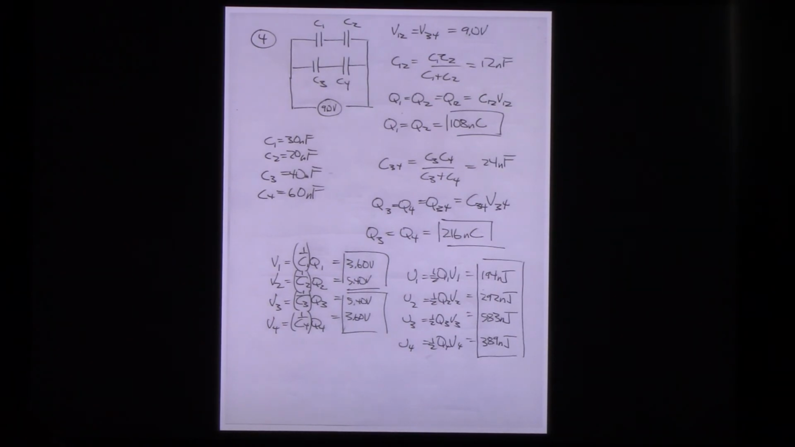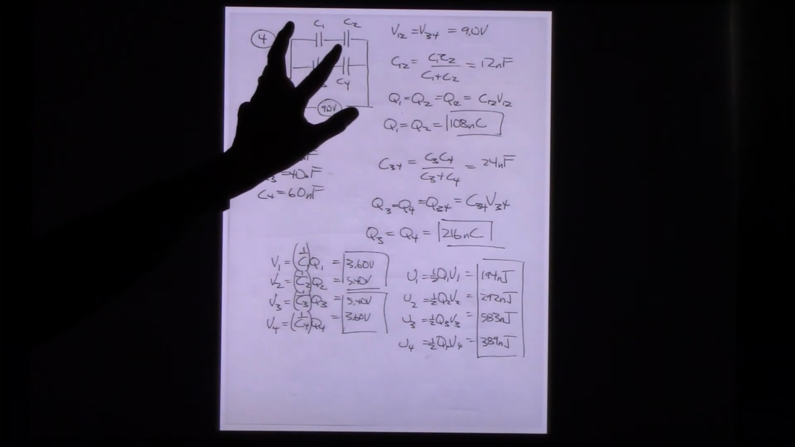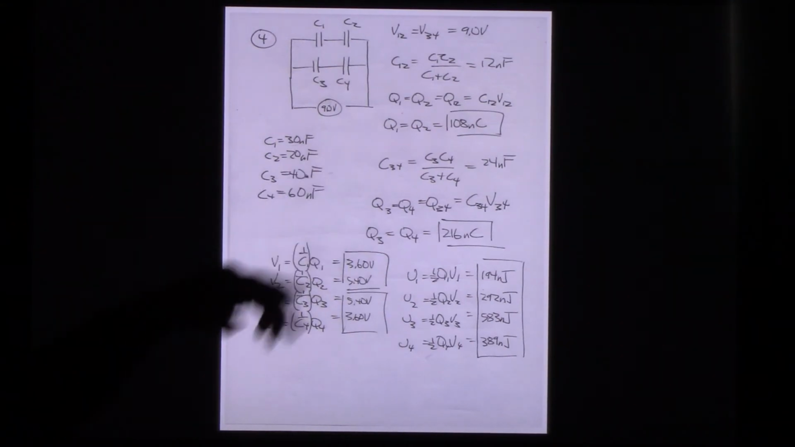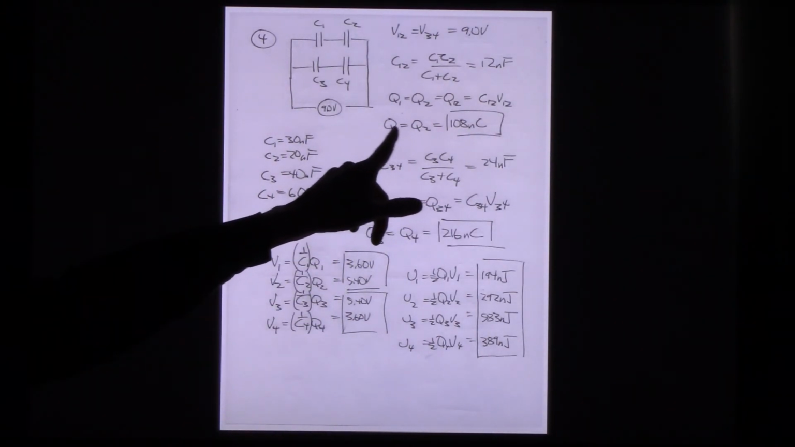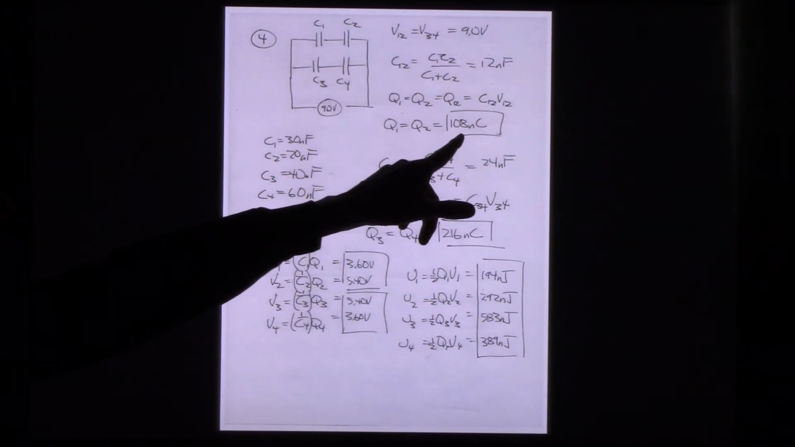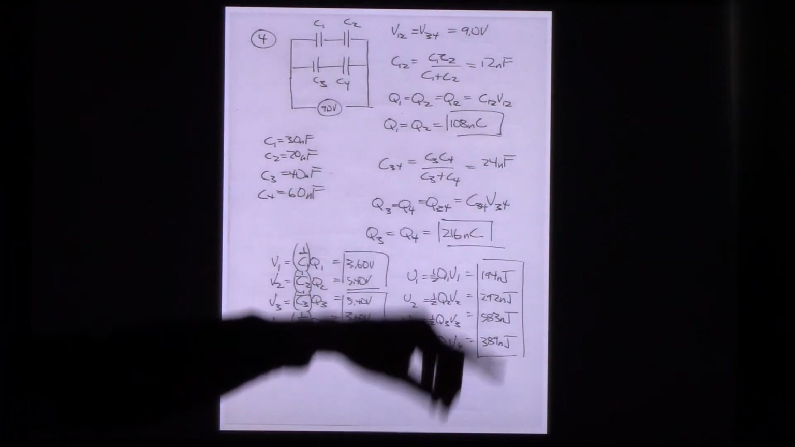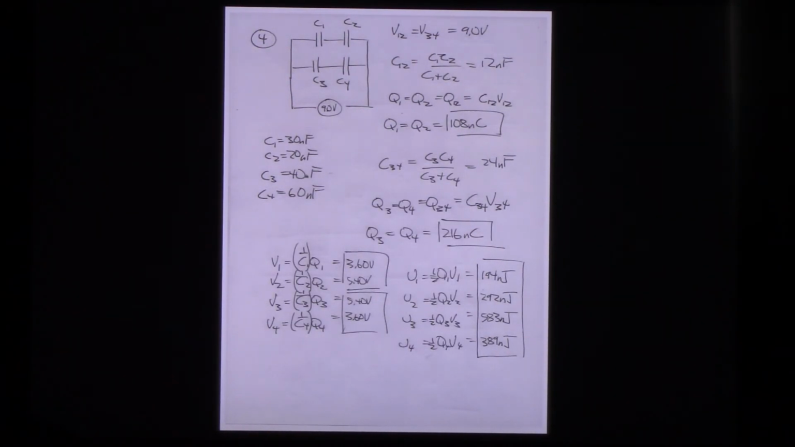So I didn't really have to combine all capacitors into one. I was able to just combine those 2 capacitors, and at that point I already knew that the total voltage would be 9 volts across just those 2 capacitors by themselves. So I didn't have to go in and combine everything together. So Q1 equals Q2, and using those numbers tells us it's going to be 100 nanocoulombs. So that's charges Q1 and Q2.